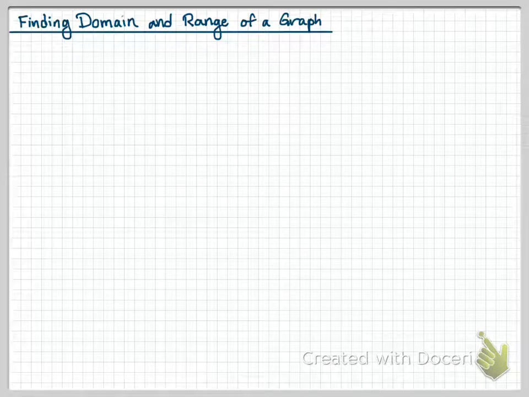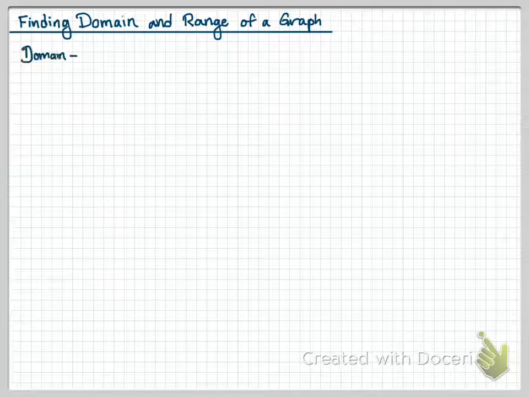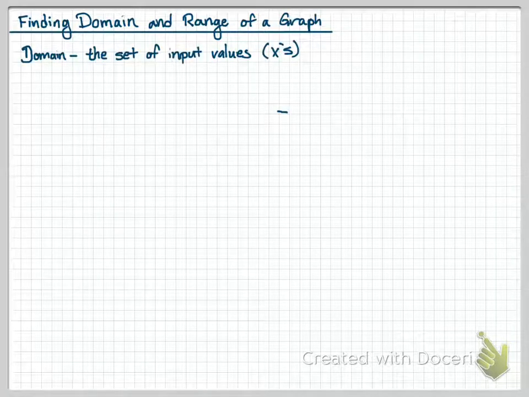Alright, support video about finding domain and range of a graph. First, what a domain is: it's a set of input values. What that really means is all the x's that can be used in this graph or function. Sometimes some numbers can be used, sometimes they can't be, so you have to be always aware of that. We're going to focus on what the graph looks like and how to find the domain from there.